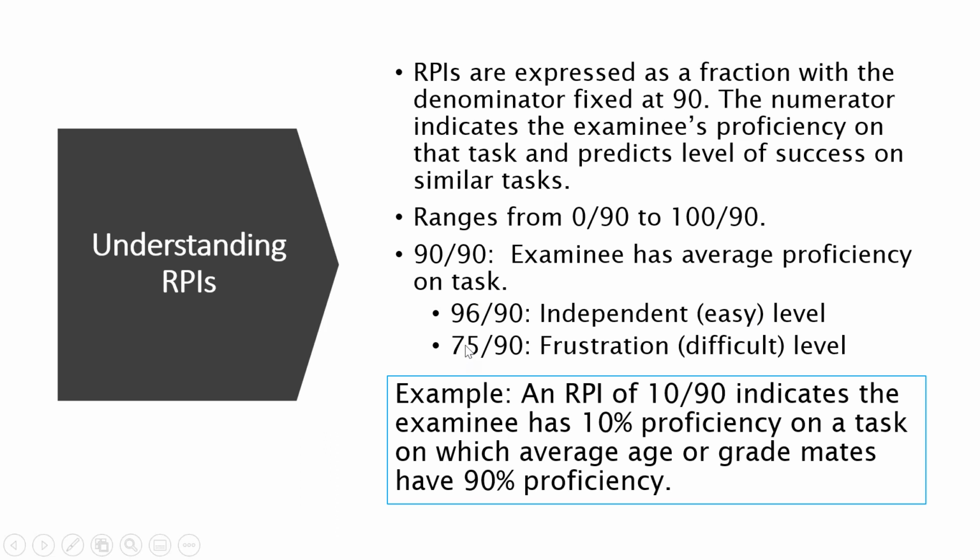However, if they scored a 75 over 90, let's say in a basic reading, letter word identification, that would mean that when same age peers score at 90% proficiency on those basic reading skills, this particular student scored at 75% proficiency, which falls within the frustration level and indicates that the student that we're assessing is going to find those types of tasks very difficult in the classroom.